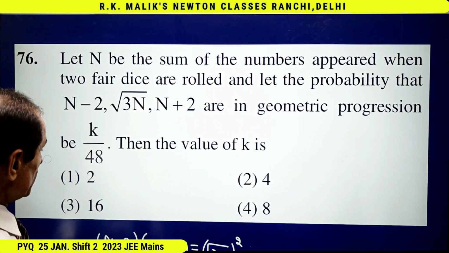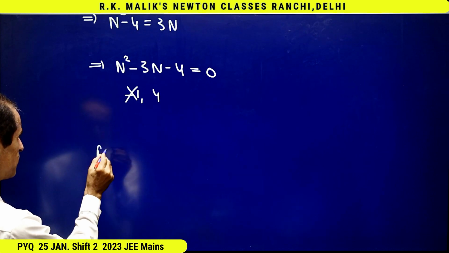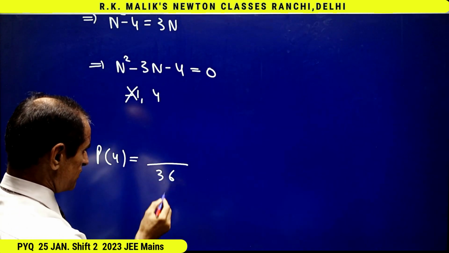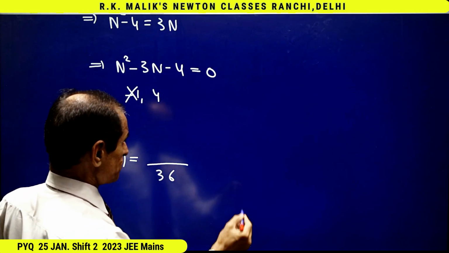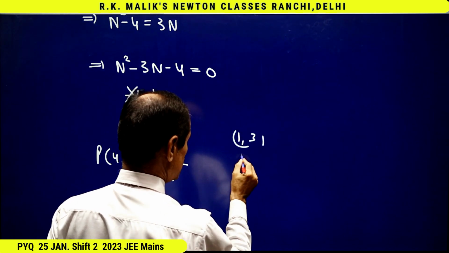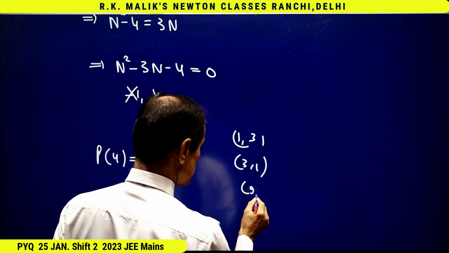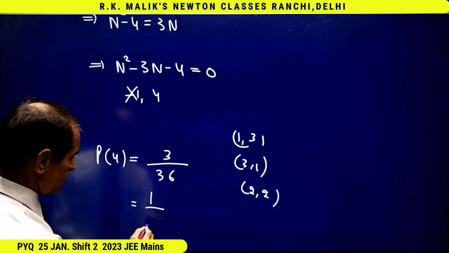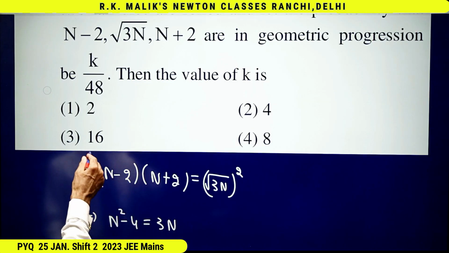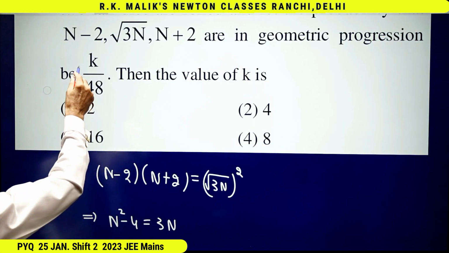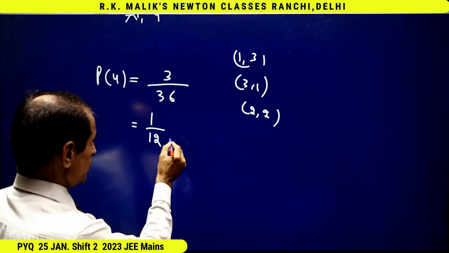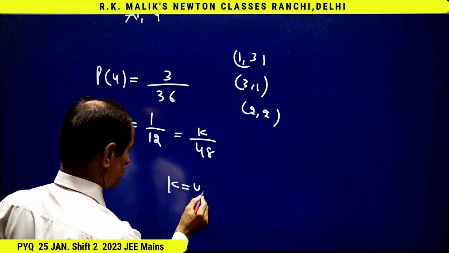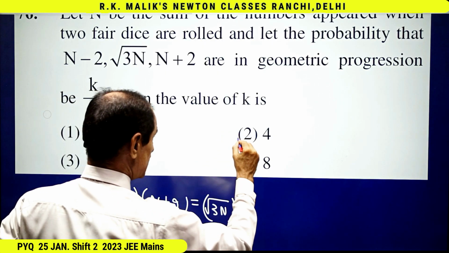And probability of that will be, it's clear that probability of 4 is upon 36, and in the numerator, because the possible cases are (1, 3), (3, 1) and (2, 2), hence numerator will be 3, that is 1 by 12. But because it is given that probability is k by 48, therefore equating it with k by 48, I get the value of k as 4. Hence I can say second choice is correct.